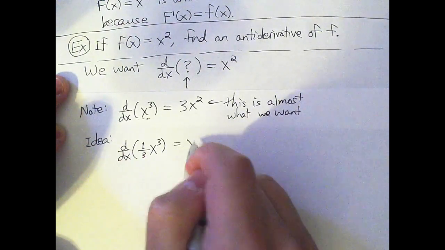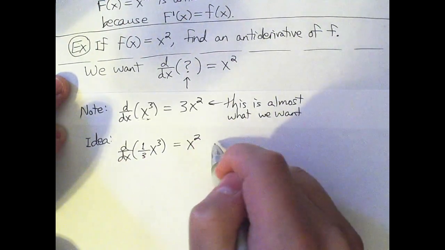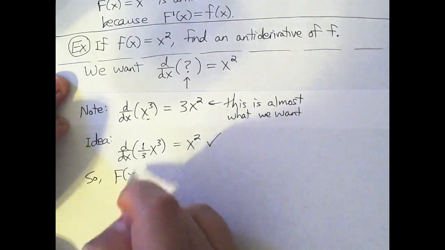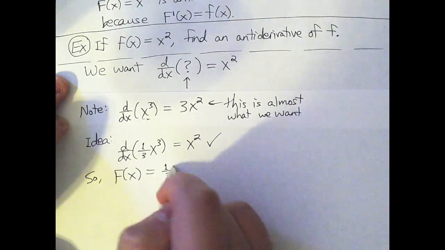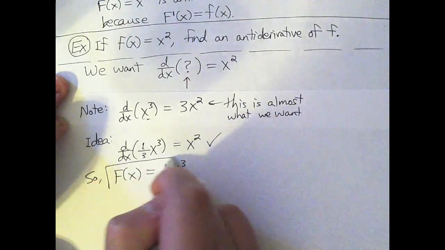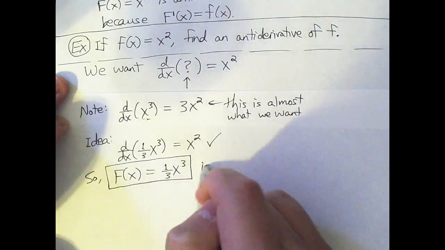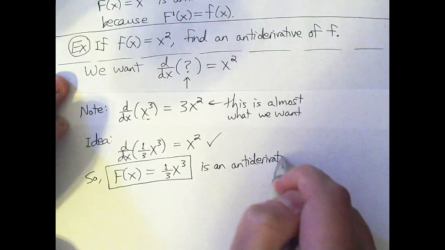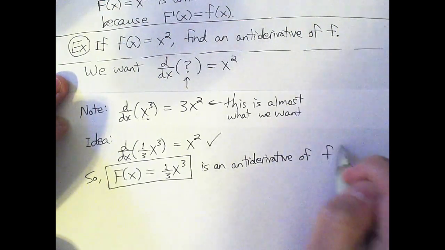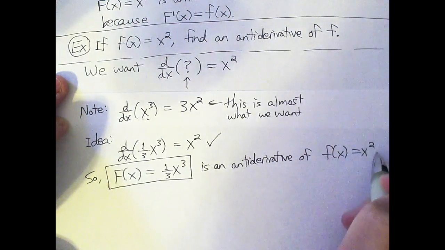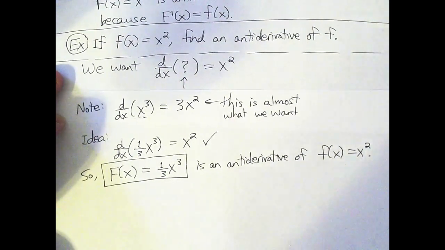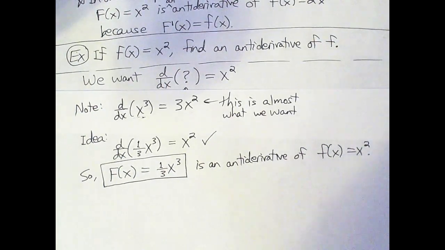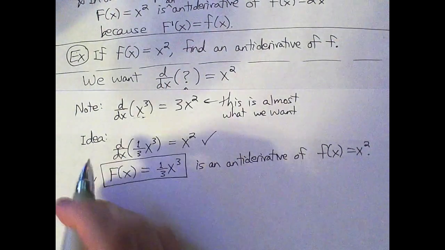This works, doesn't it? That gets you x squared. So we could say capital F of x equals 1/3 x cubed is an antiderivative of f of x equals x squared. And that's a good answer. I don't think it's the only answer, but I do think that this is probably the simplest answer.